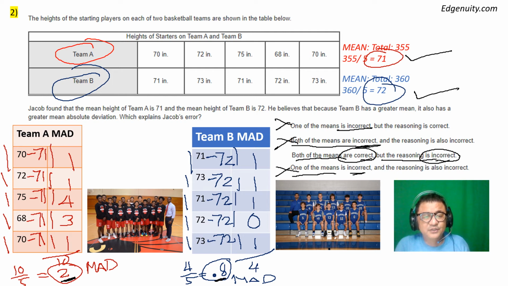The MAD for Team B is okay. Team B's MAD is not greater than the MAD of Team A. So it doesn't follow, right? So our answer here is that it doesn't mean that if your average is greater, your MAD is also greater. All right, that's the correct answer.